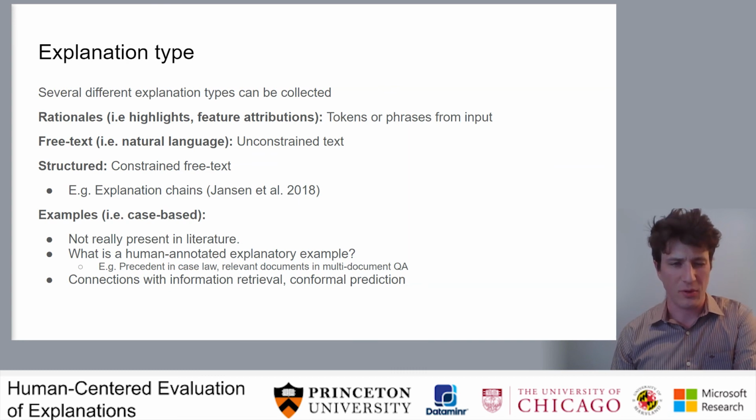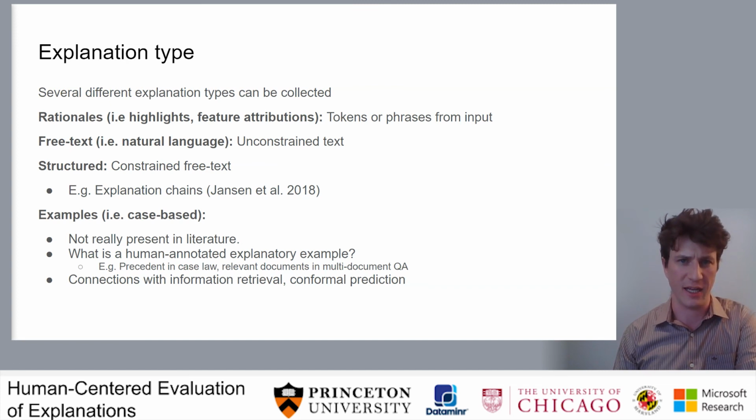Finally, example or case-based explanations don't really have a presence in this literature yet, at least not under that name. Gold standard explanatory examples for classification decisions do exist for particular tasks, such as identifying precedent for legal decisions, or identifying relevant documents in multi-document question answering. But these tasks haven't yet been collected together under this particular conceptual umbrella. And of course, there is a lot of conceptual overlap between the idea of gold standard explanatory examples and other families of methods based on retrieval, such as nearest neighbor-based classification, information retrieval, and recommendation.